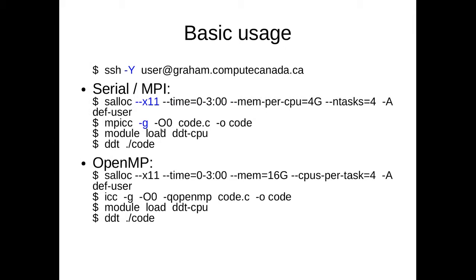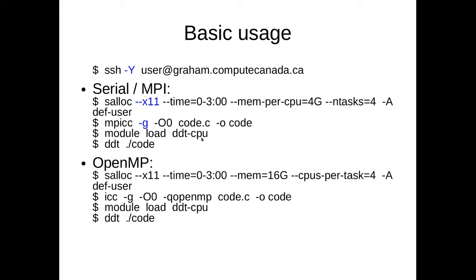Then you compile the code, and the only extra thing you need to do, you probably know already, for any debugging, you have to add -g. That will generate symbolic information inside your binary. Next, you have to load the DDT module. The package is just one, but there are two different modules. What they do differently, they load different licenses, because we have two separate licenses. One is for CPU, and for that you need to say module load ddt-cpu. Our CPU license covers up to 512 CPU cores across all the users on Graham.